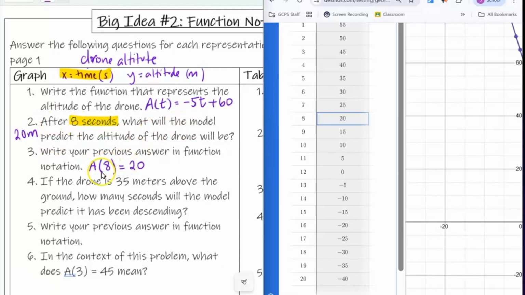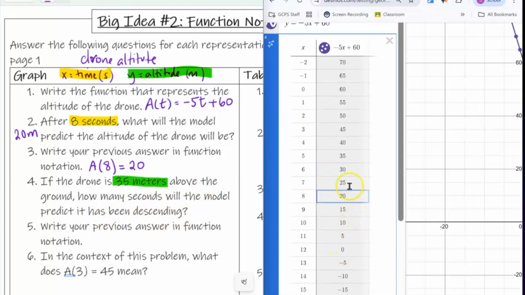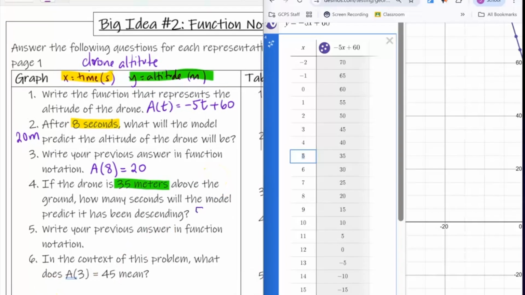So write this. If the drone is 35 meters above the ground, and again, let's highlight whatever the question is asking us. So if it says 35 meters, meters is what? Altitude. So this time, I am being asked the y is 35. How many seconds, what is the x, will the model predict when it's been descending? So I'm just going to come down here and look for 35. So here's 35. When y is 35, x is 5. So this is going to be 5 seconds. Okay, so don't forget to write your units.